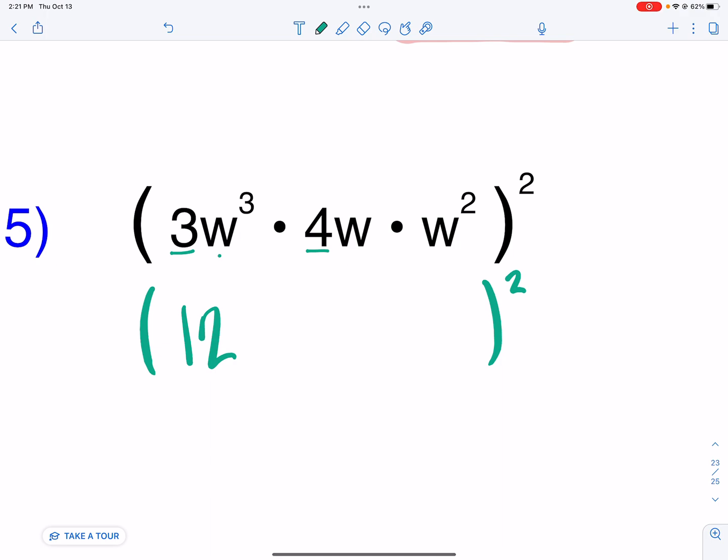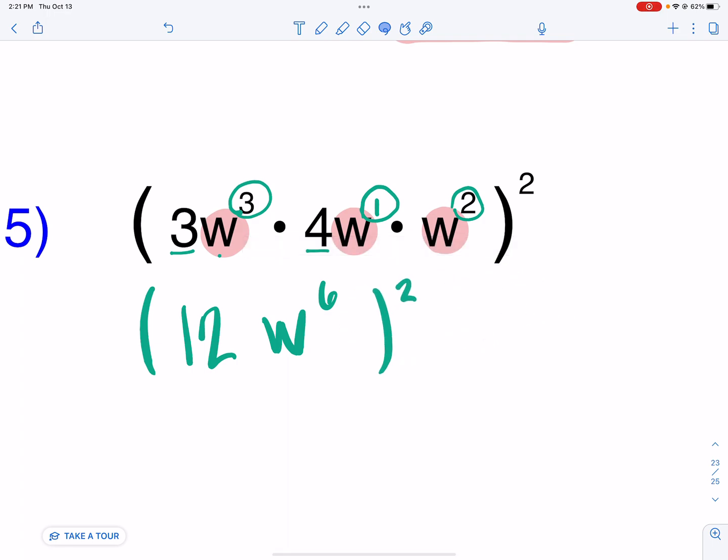I also notice that I have like bases, so I can add the exponents. I'm going to give a little 1 exponent to my middle W. I know 3 plus 1 is 4, plus 2 more is 6. So I get W to the 6th power. I'm going to slide this bad boy over a little bit. Now I'm going to give a 1 to my 12.